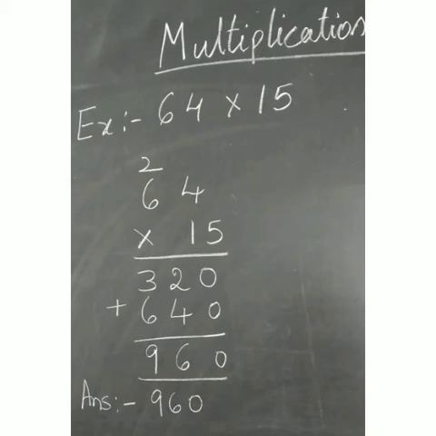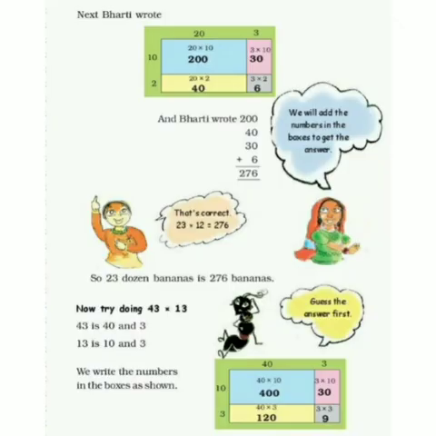So again you add 320 plus 640. So you will get 960. So your answer will be 960. Now one more example is given there.